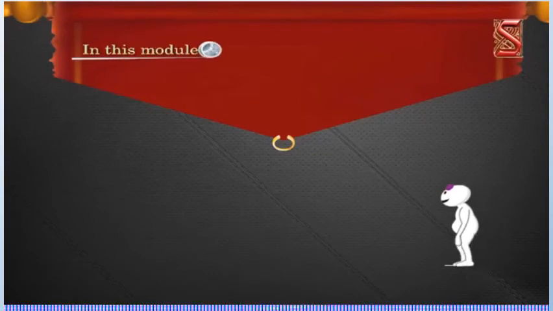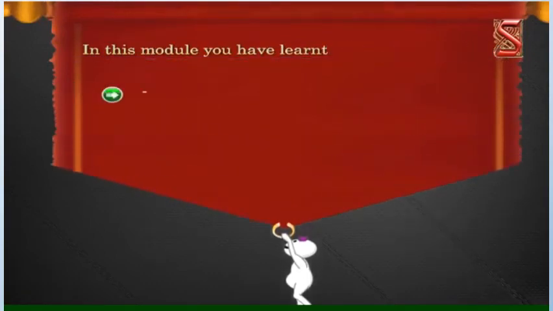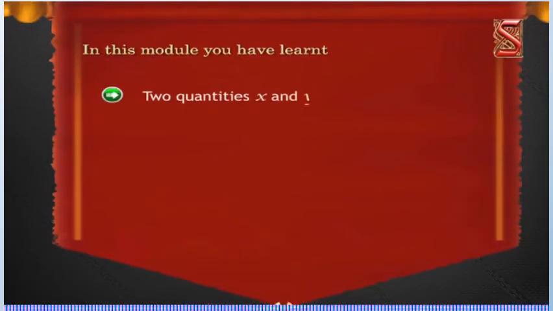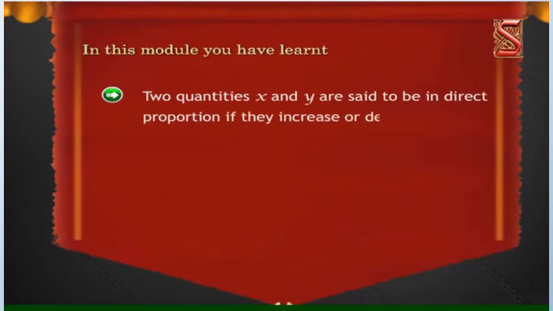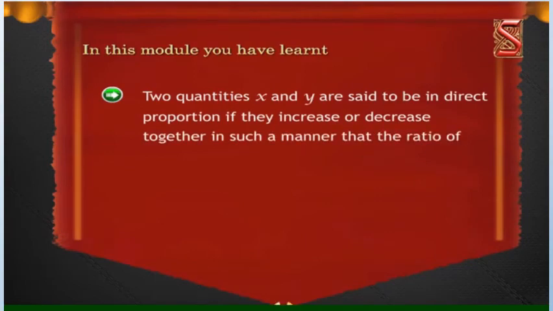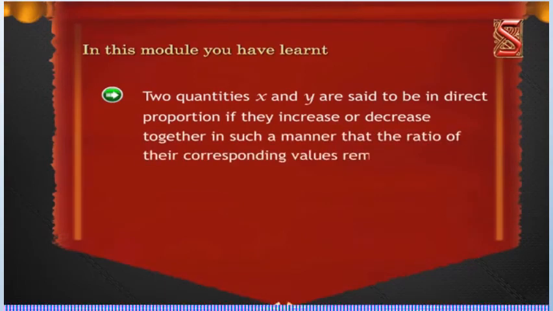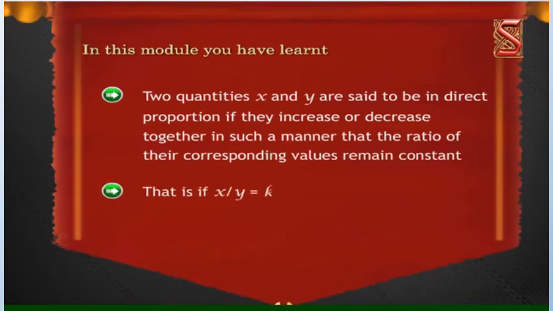In this module, you have learnt that two quantities x and y are said to be in direct proportion if they increase or decrease together in such a manner that the ratio of their corresponding values remain constant. That is, if x by y equal to k, then x and y are said to vary directly.